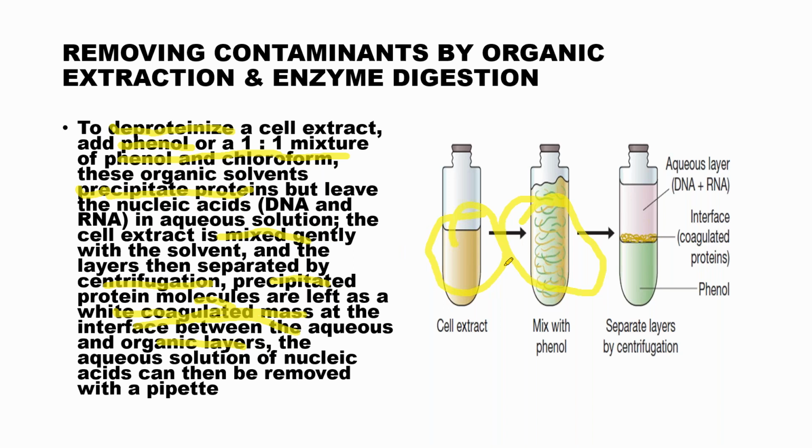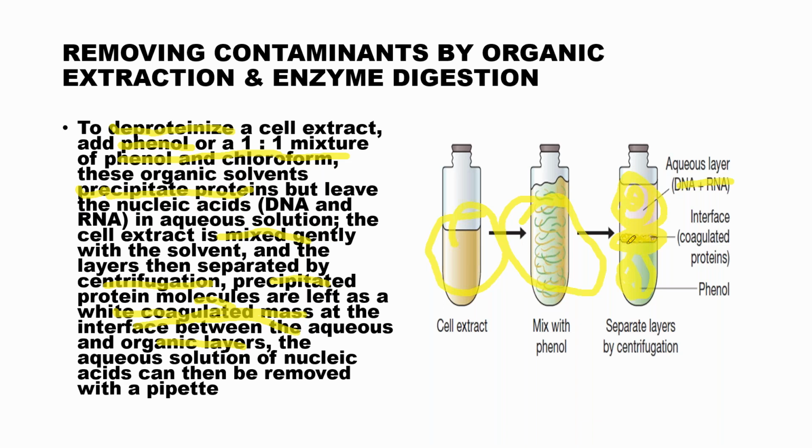So your cell extract is an aqueous layer. You are adding organic solvents such as phenol and chloroform into that layer, mixing it, performing centrifugation. After centrifugation, you have two layers. On the top side, you have the aqueous layer, the layer of cell extract, which contains the DNA and RNA. At the bottom side, you have the organic layer, the phenol, and our proteins will be precipitated as a white mass at the middle of the aqueous layer, that is the watery layer, and the organic layer or the phenol chloroform layer. Clear?